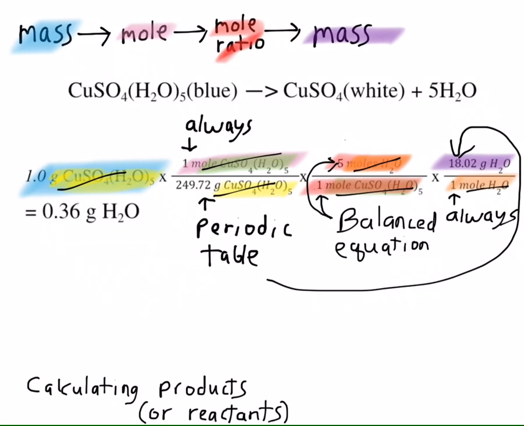And then the number that goes with grams is always on the periodic table. The number that goes on the other side of that fraction is always 1. The numbers that are in the mole ratio come from the balanced chemical equation, and that's all there is to it. To calculate this, everything on the top press multiply, everything on the bottom press divide on a calculator. So this would be 1 times 1 times 5 times 18.02, divide 249.72, divide 1, divide 1, and the answer is 0.36 grams H2O.